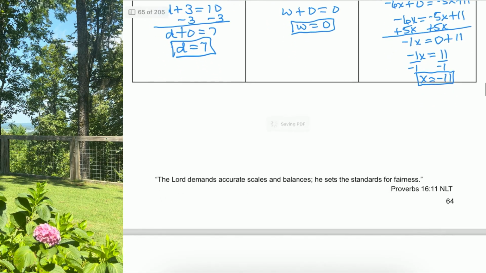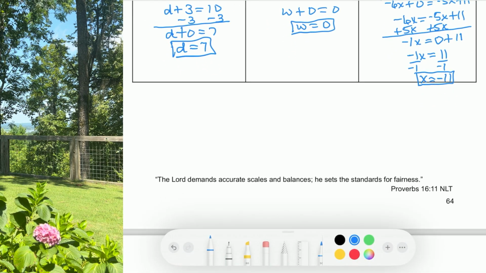Let's read our verse. The Lord demands accurate scales and balances. He sets the standards for fairness. Proverbs 16:11.